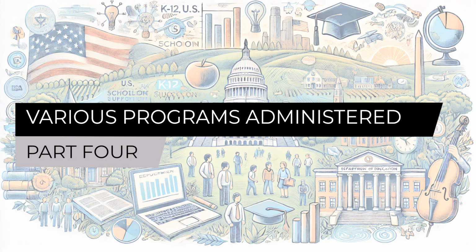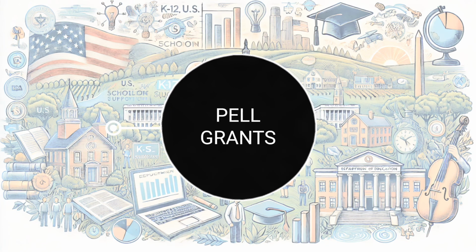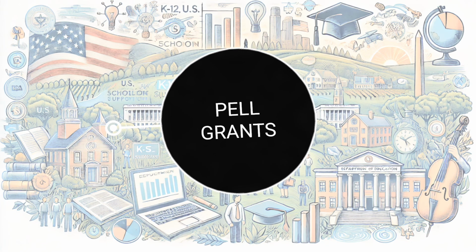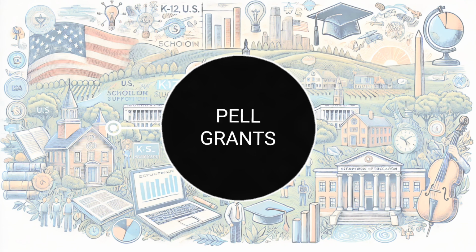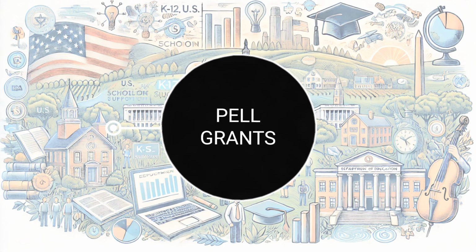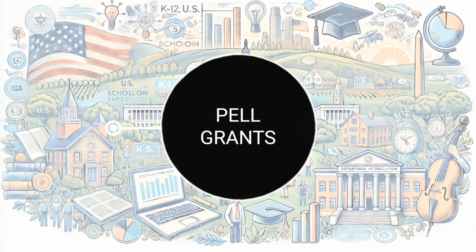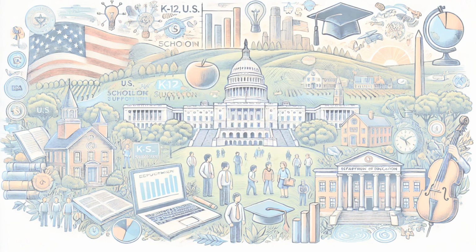Part 4. Various programs administered by the Department of Education. The Department of Education administers a wide array of programs that address different aspects of the educational landscape. Here are some of the key programs. Pell Grants. Pell Grants are a cornerstone of federal student aid. These grants do not need to be repaid and are awarded to undergraduate students with significant financial need. The maximum Pell Grant award for the 2024-2025 academic year is almost $7,400.